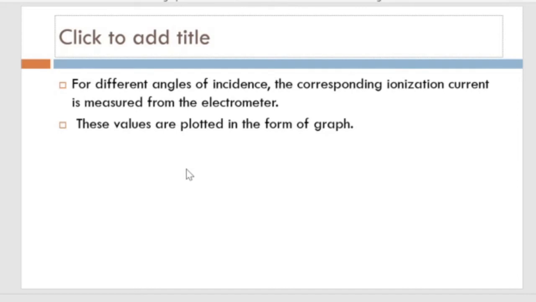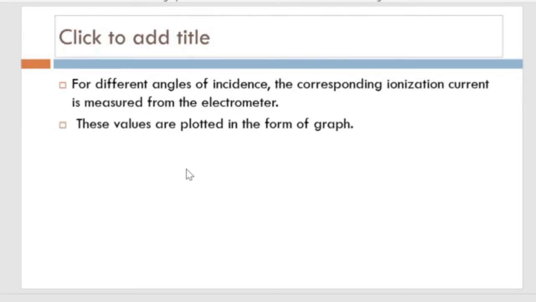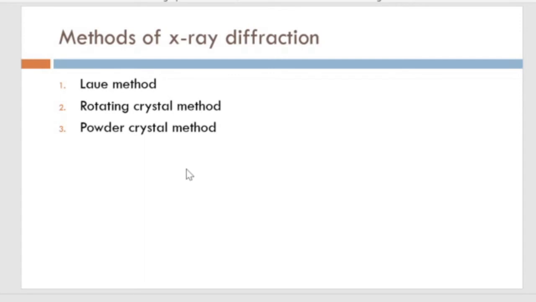For different angles of incidence, the corresponding ionization current is measured from the electrometer. These values are plotted in a graph. This can be analyzed to get the crystal structure. Next is the method of X-ray diffraction.